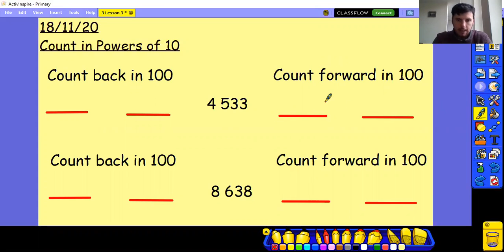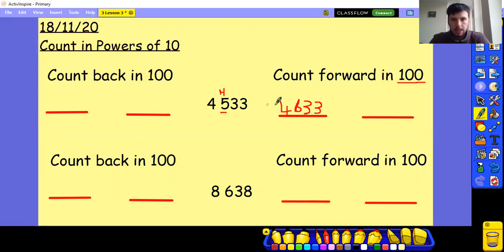So we've got 4,533. What we're going to do is identify the hundreds column because we are counting forward in 100. So we're going to look at hundreds, which is there. And I go, right, how is that going to change if I'm adding 100 every time? The hundreds column is going to increase by 1. So I go, right, so it's 4,633. Notice how I'm adding 100 and only one column is changing so far.